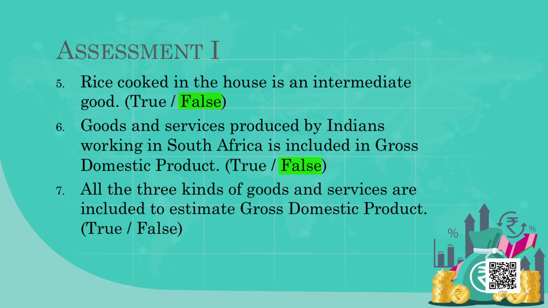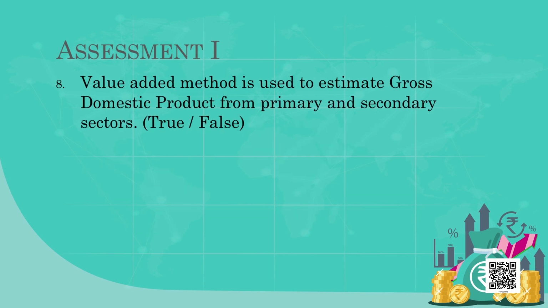All three kinds of goods and services are included to estimate GDP. True or false? True. Good. Value added method is used to estimate GDP from primary and secondary sectors. True. This is a very tricky question. See, value addition is possible only in the case of goods that are visible. In case of the service sector, for example, value addition may not be very useful. So generally, the value added method is used mainly for the primary sector and secondary sector.